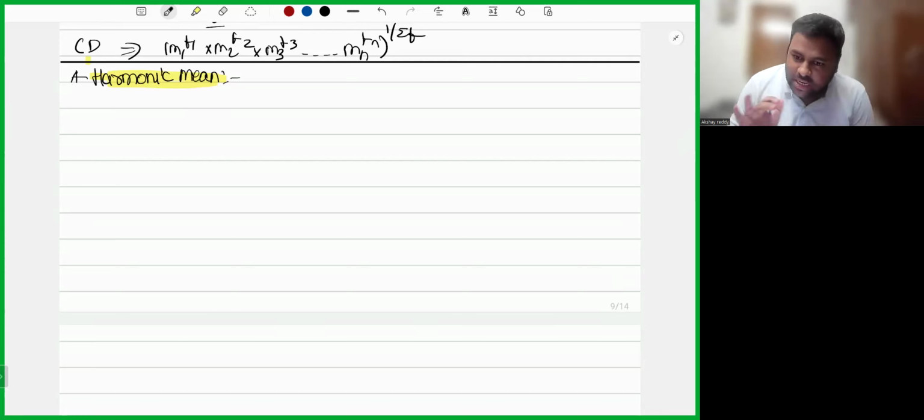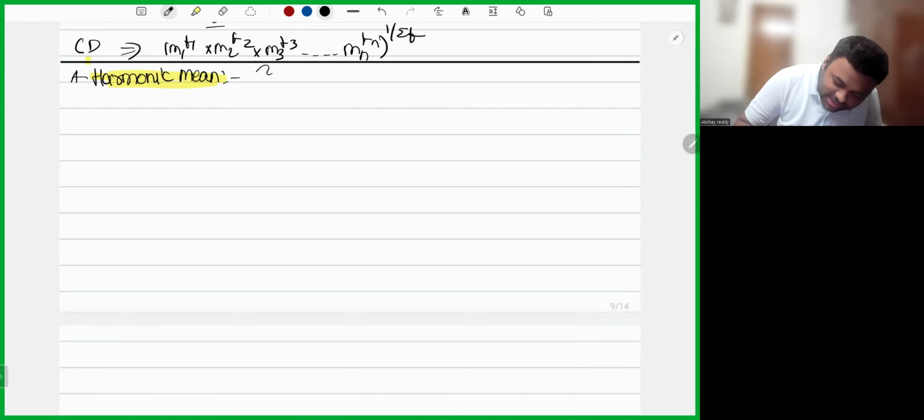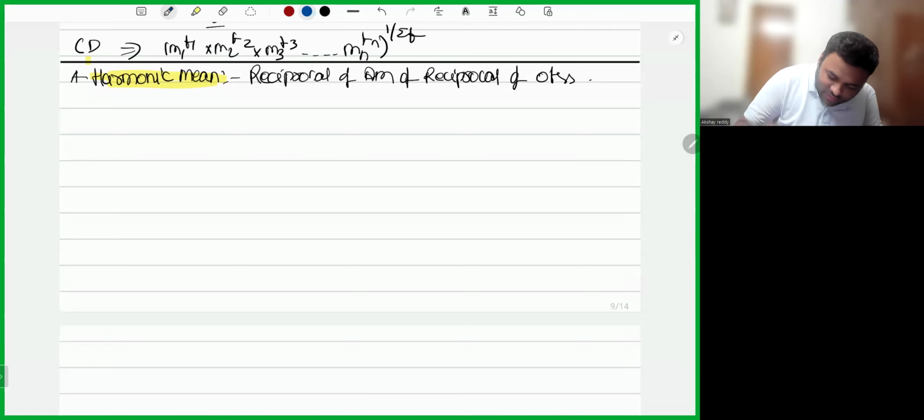So harmonic mean is also like that only. Cheen tabaka tam tam. So basically harmonic mean is the reciprocal of the arithmetic mean of the reciprocal of observations. What? Reciprocal of arithmetic mean of reciprocal of observations.